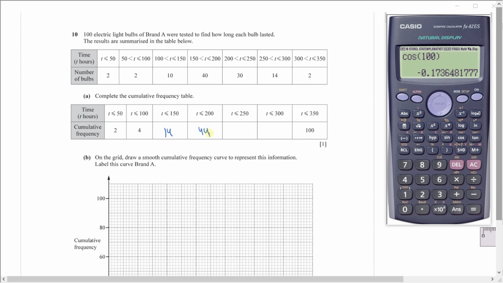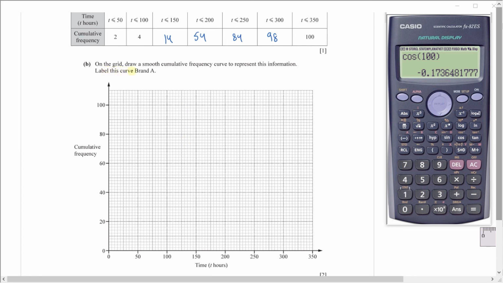which will be 54, in fact. So less than or equal to 250 will be 54 plus 30, which will be 84. 84 plus 14 will be 98. So this will be your cumulative frequency table.